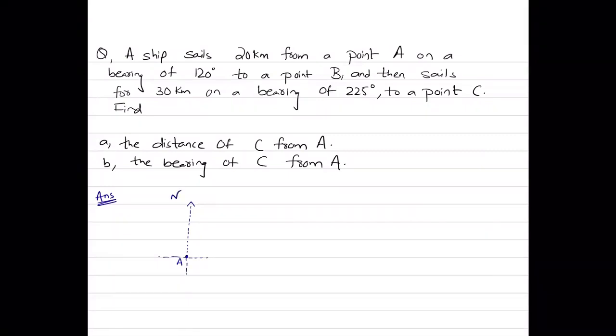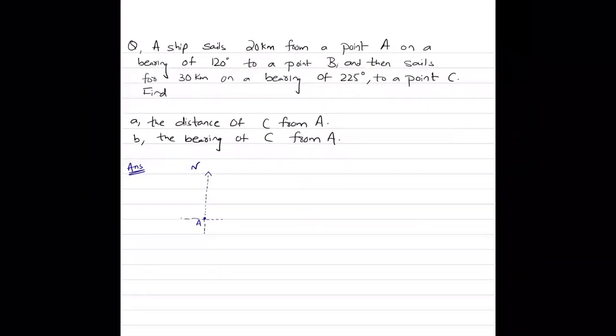Move in a clockwise direction. Now you should have an understanding of where a 120 degree angle is formed. A 120 degree angle will be greater than 90 and less than 180. So if you start your angle from here, it should increase beyond 90, in excess of 90 but less than 180. It's an obtuse angle. So for 120, you can mark the line somewhere around here.